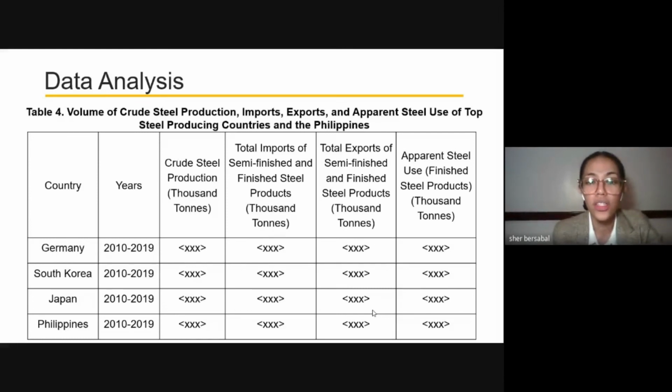The researchers utilize the trend analysis to make appropriate distinctions between the selected steel producing nations. Trend analysis also helps determine the Philippines' strengths and weaknesses in industry performance compared to other countries in the same industry.